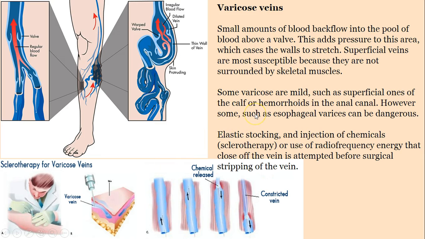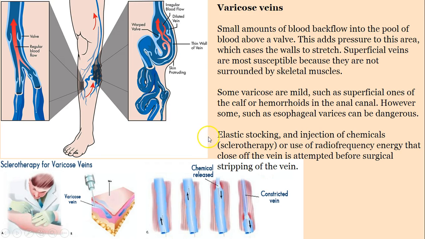Let's talk a little bit about this. Some are mild. The superficial ones we sometimes see in the calf, or hemorrhoids in the anal canal. Those are types of varicose veins. Those tend to be venules in the anal area, perianal. But some, such as esophageal varices, as they're called, can burst and cause internal bleeding and even death. So there's a range of varicose veins, and it's not just in the calf, just so you understand that.